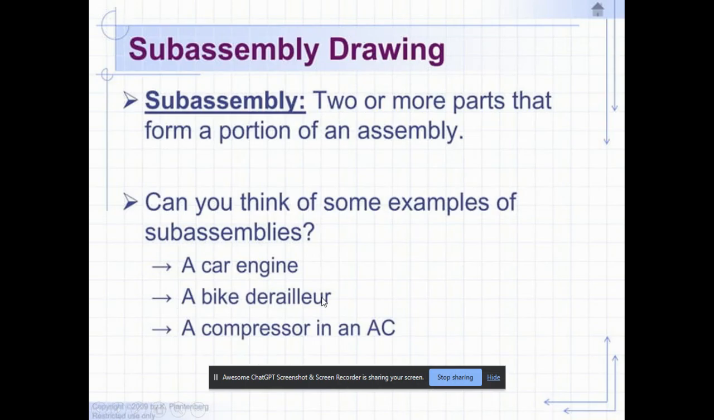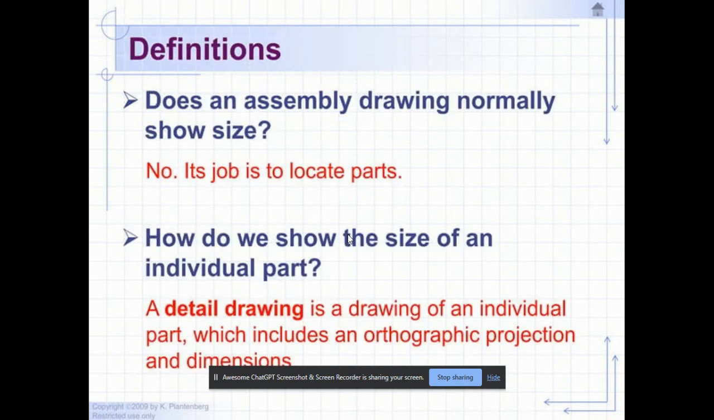Let's look at a sub-assembly. A sub-assembly is basically two or more parts that form an assembly. All right. And basically think of examples around you. We have a car engine. A car engine is just a sub-assembly of the car itself, the automobile or the vehicle itself. We have the braking systems, we have the gears and all of that. These are all sub-assemblies that come together to ensure that the car is able to function. We have a bike derailleur, we have a compressor in an AC. These are all examples of sub-assemblies in any assembly we have.